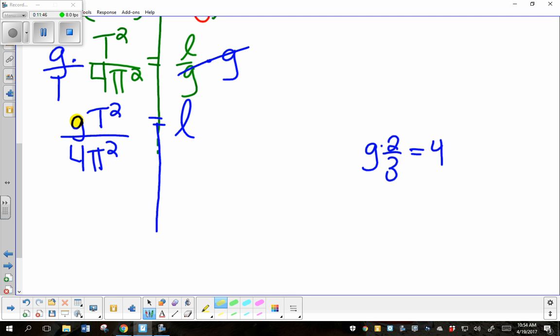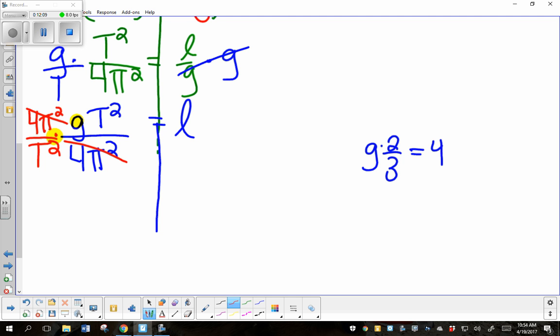Multiply by something. Multiply by 4 pi squared. Do you want to multiply by anything else while we're doing that? Nice. So we're multiplying by that. Do you guys remember what that's called? It's called a reciprocal. We're multiplying by the reciprocal.